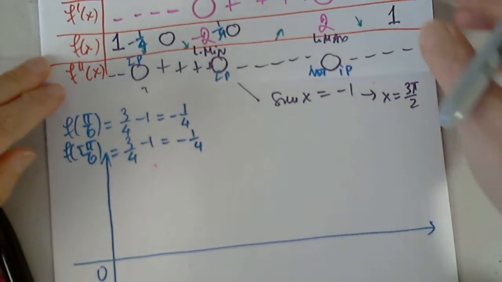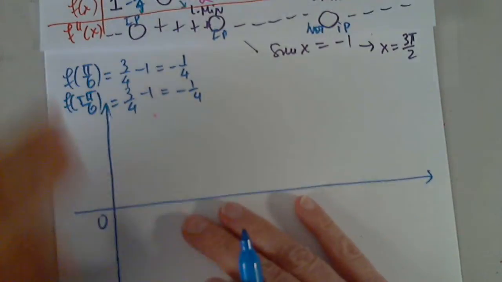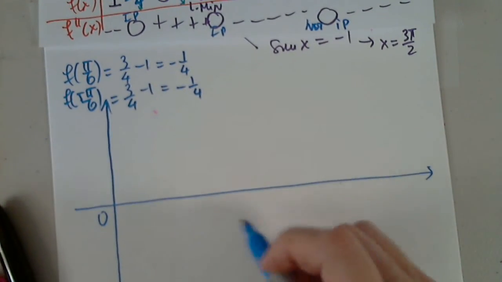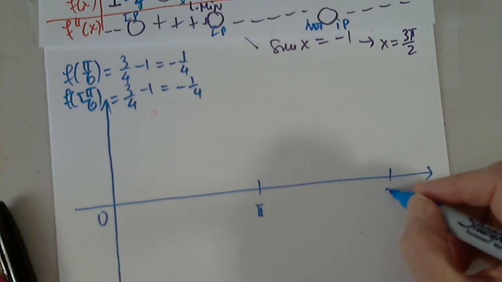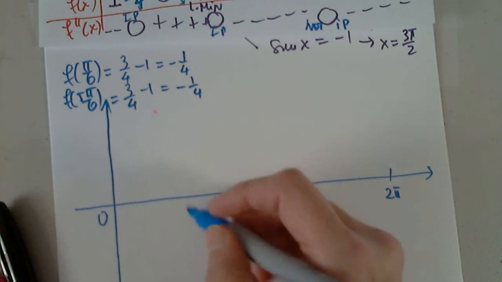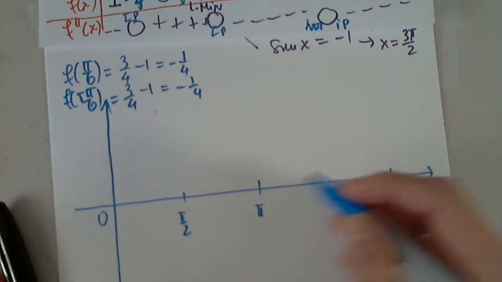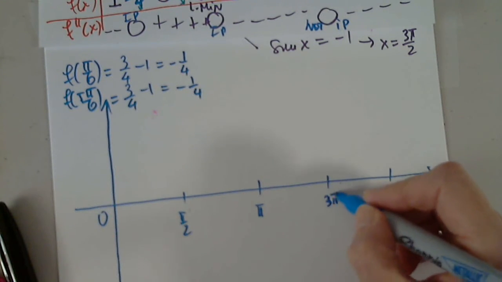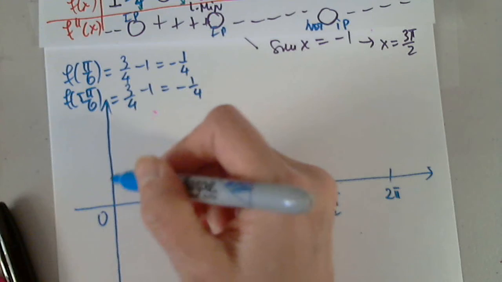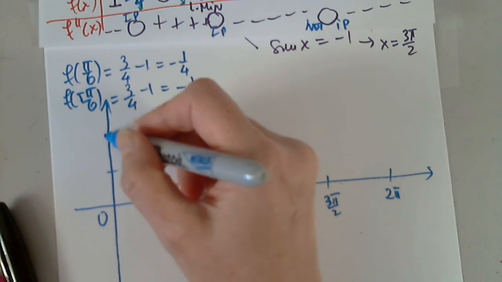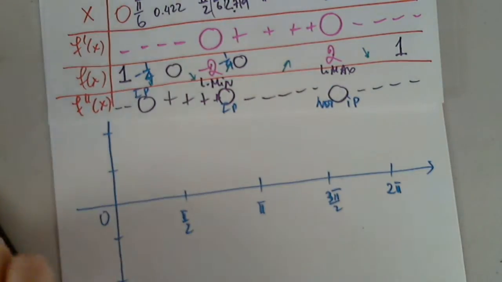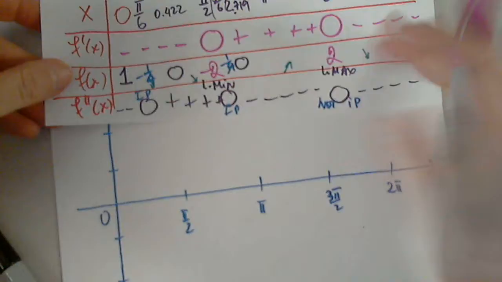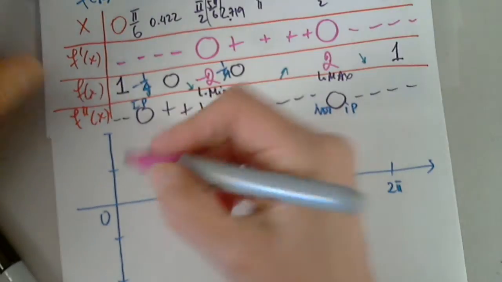So let's see what scale I want. I'm going to use pi here, 2 pi here. This is pi over 2, and this is 3 pi over 2. I'm going to say that this is 2. I'm going to say that this is negative 2. Okay, ready. Let me use a different color now. At 0, the function is 1. Fine.